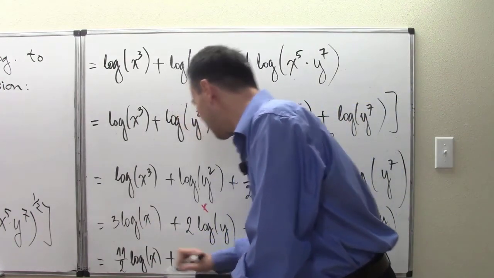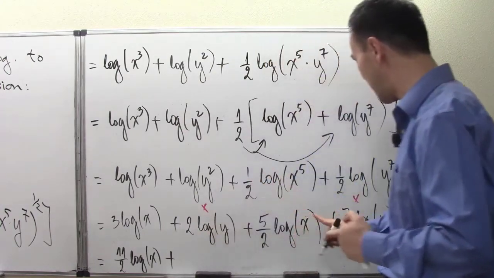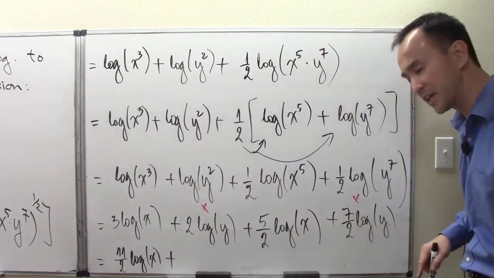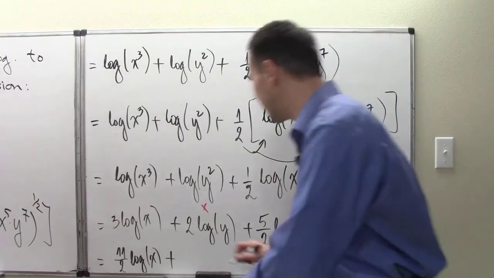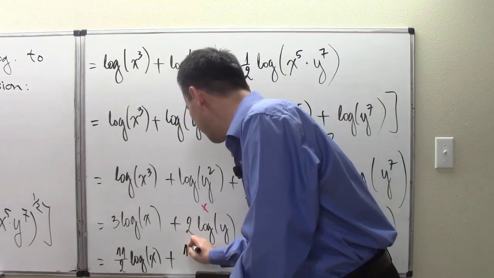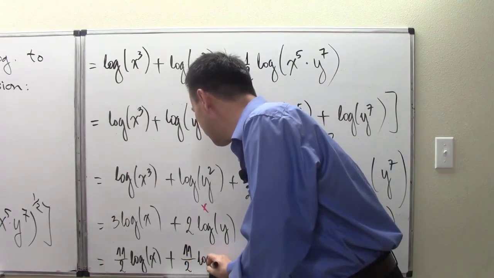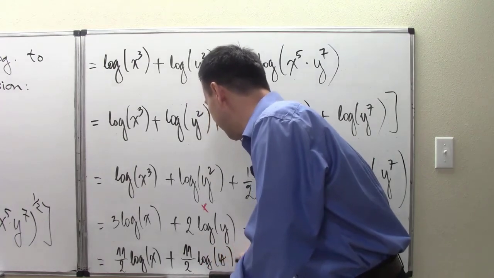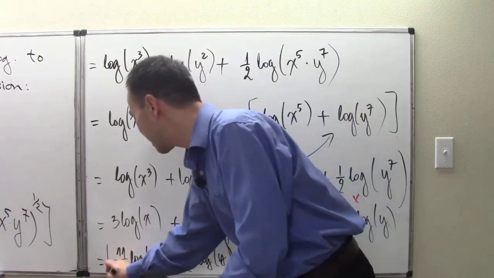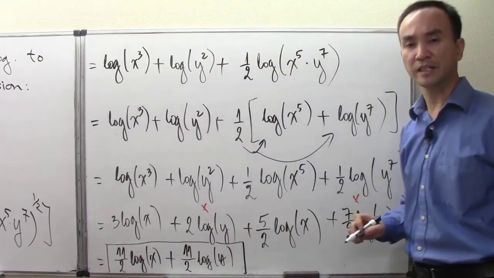I'm going to add that with the next one, log base 10 of y: 2 log base 10 of y plus 7/2 log base 10 of y. So I'm looking at another 11 halves log base 10 of y. And this is where I would say I'm done right here. All right, that's my final answer right there.